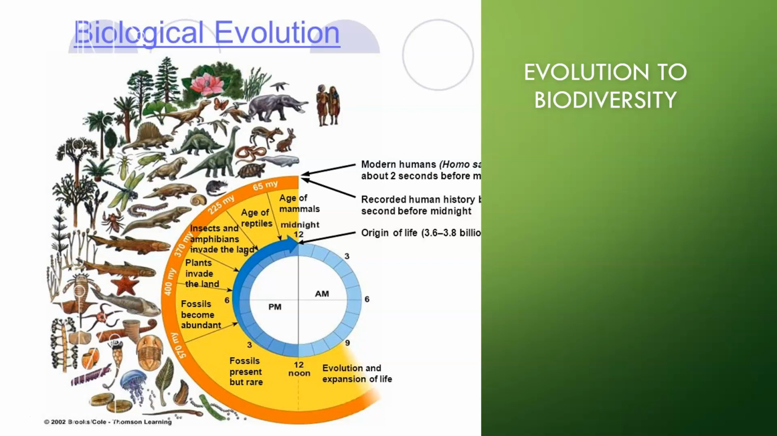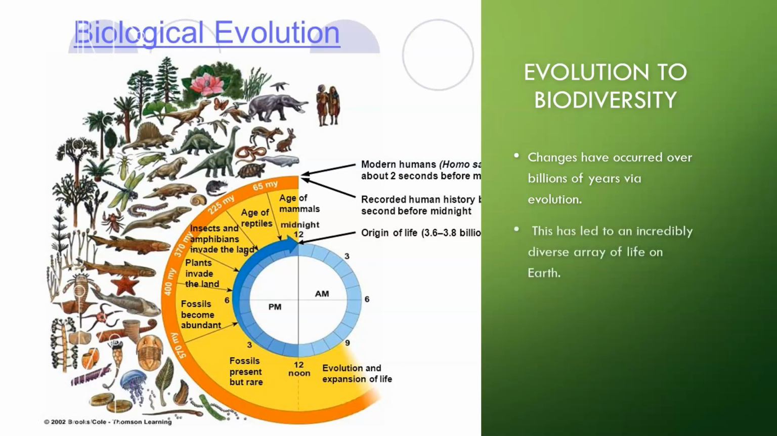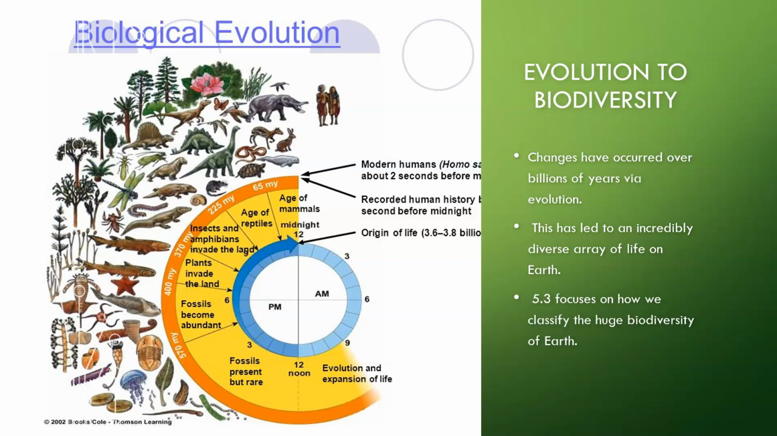Okay, so what we're going to look at first of all is this whole concept of evolution and biodiversity and the meaning of those two terms in biology. Over billions of years there have been many changes in life on Earth, and this has been via the process of evolution. This has led to an incredibly diverse array of life on our planet. 5.3 will focus on how we classify this huge range of living organisms and this huge biodiversity that we find on planet Earth.